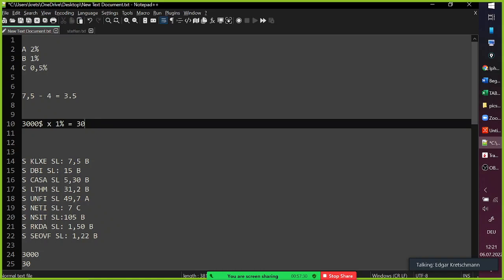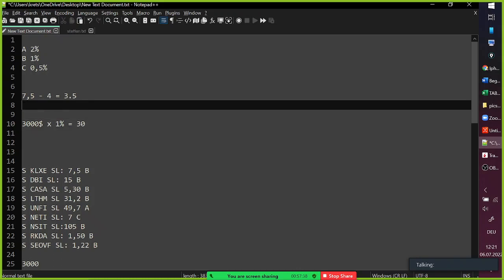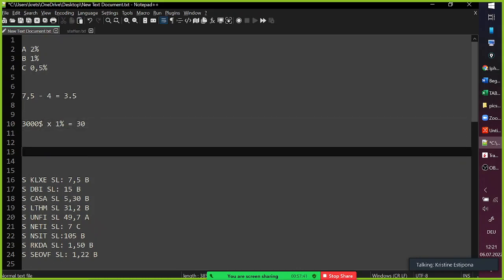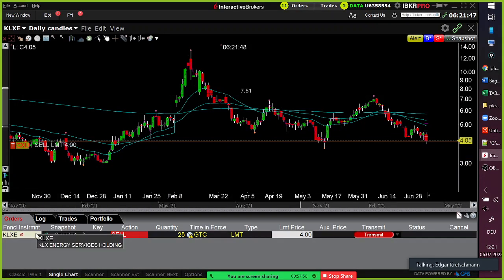How many times can I buy the stock? Once, twice, 3 times, around 10 times. Because 3.5 times 10 is 35, right? So I can buy it 9 times, 8 times, 10 times. I just go 10 times. Never mind the $5. I will just go like this.